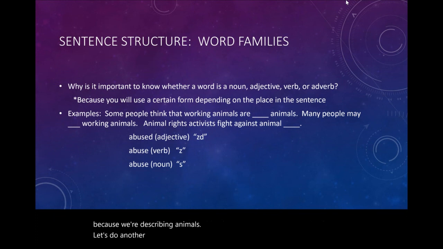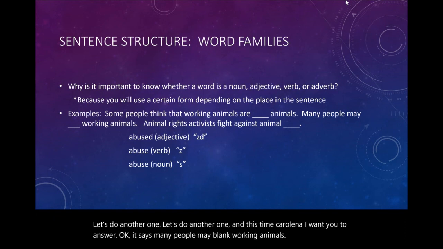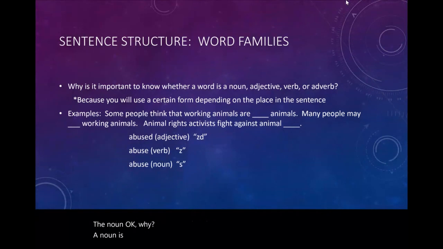Okay. Let's do another one. And this time, Carolina, I want you to answer. It says many people may blank working animals. What kind of word can we put in this blank? The abuse noun. A noun? Okay, why? A noun is a person, place, or thing.